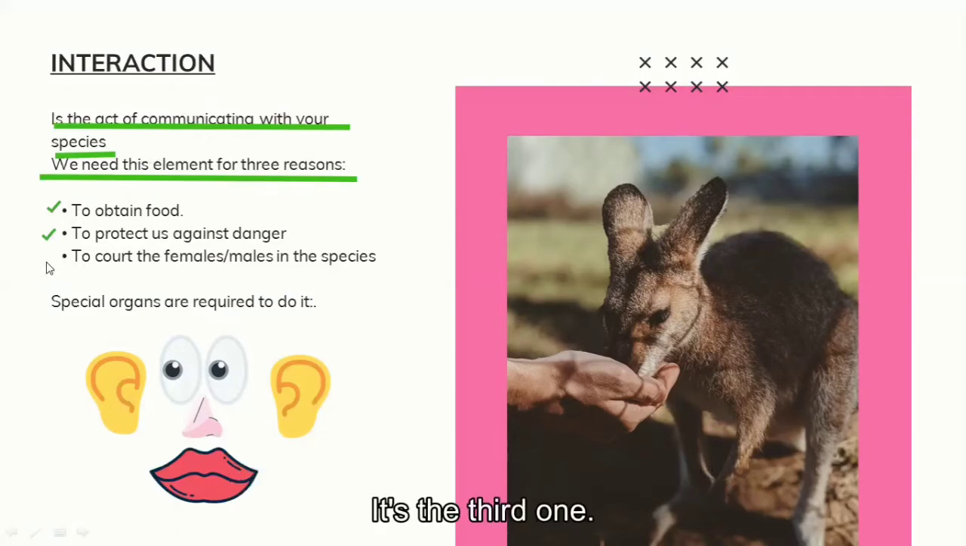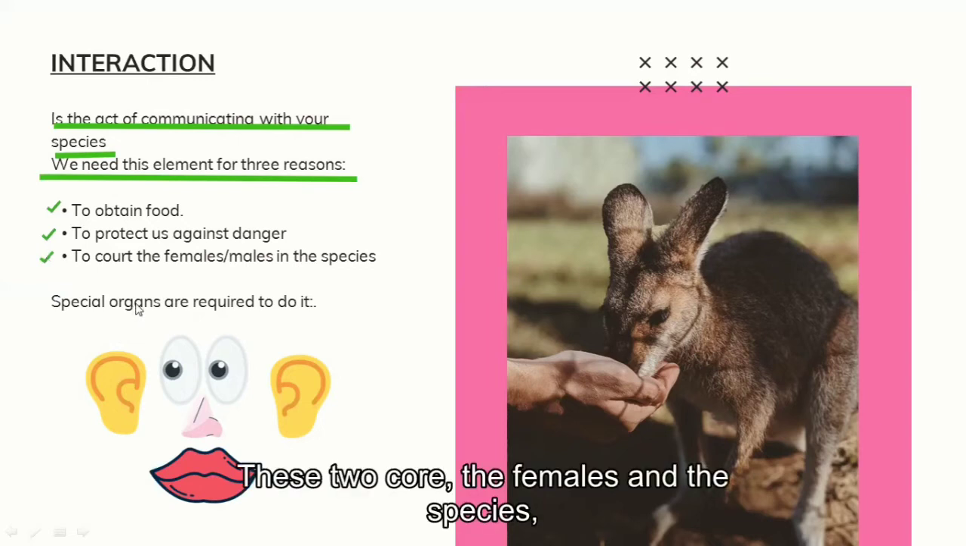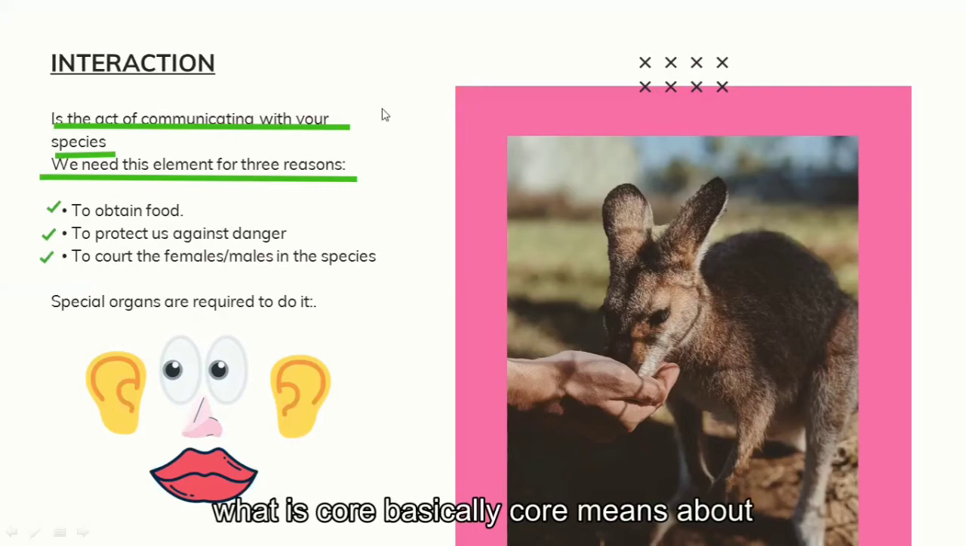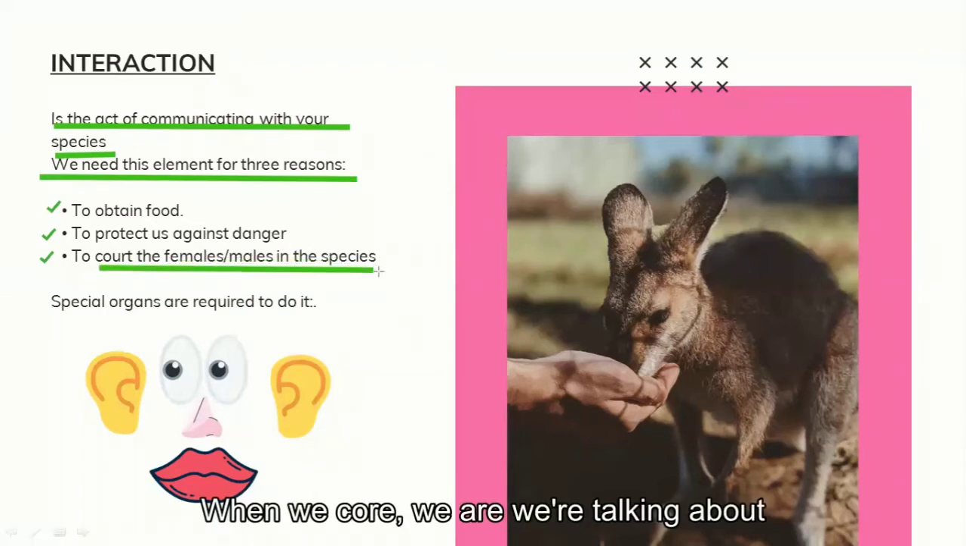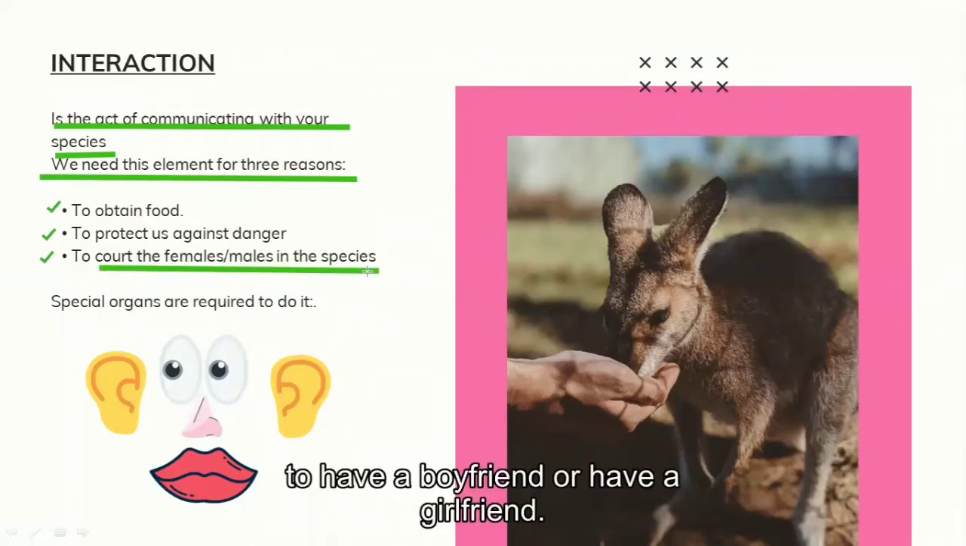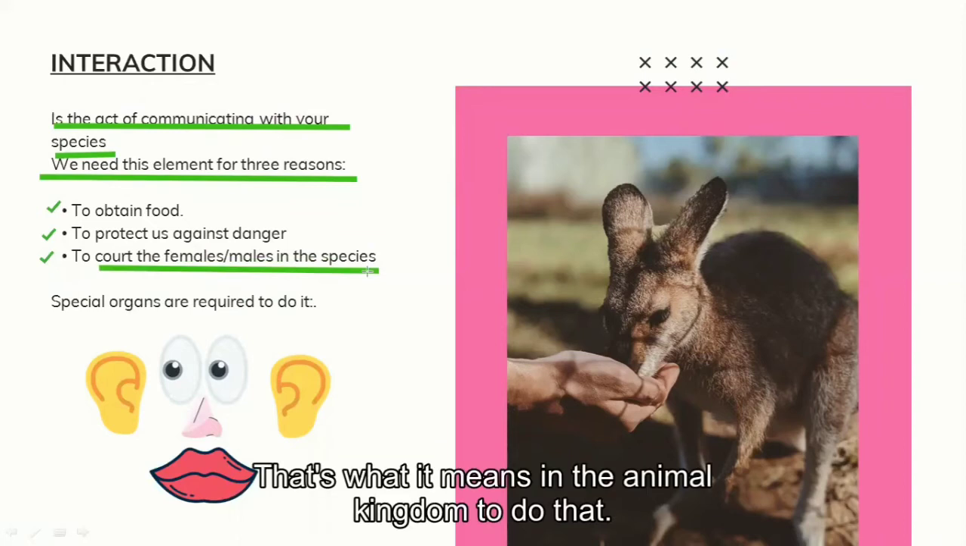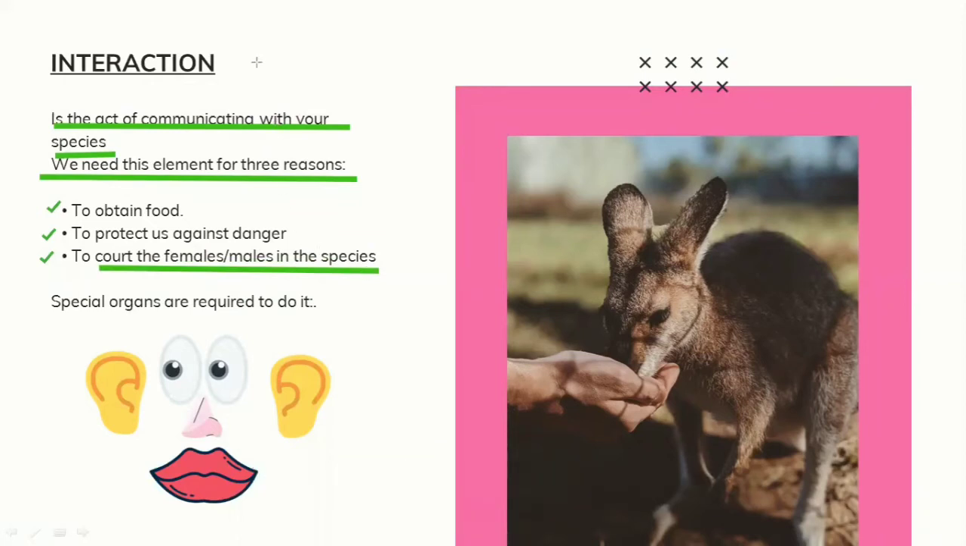The third one is to court the females in the species. What is court? Basically, court means the act of reproduction. When we court, we're talking about having a boyfriend or a girlfriend. That's what it means in the animal kingdom.